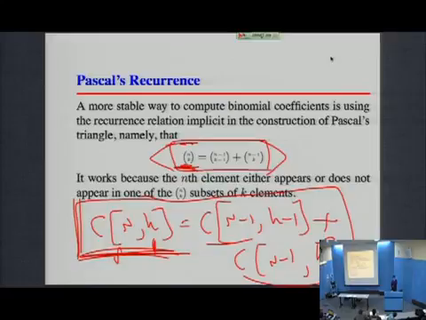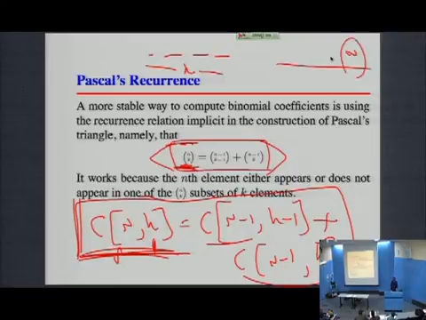My claim is, if I am building a k element subset out of n elements, I can tell you that every subset like that has one of two properties. Either it contains the element n, or it doesn't. Is there any k element subset built from elements 1 through n that either does or doesn't have n? No, there's only two possibilities, right?